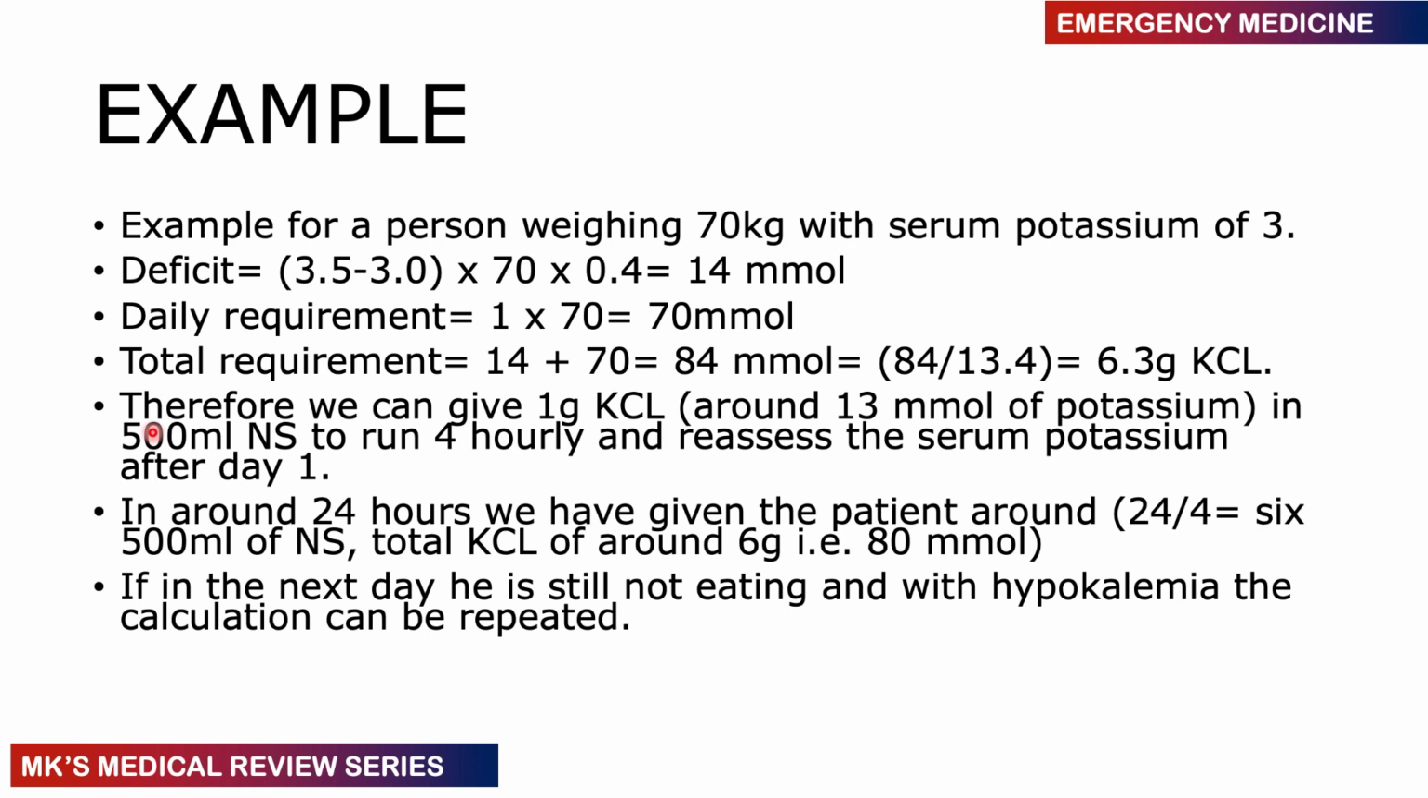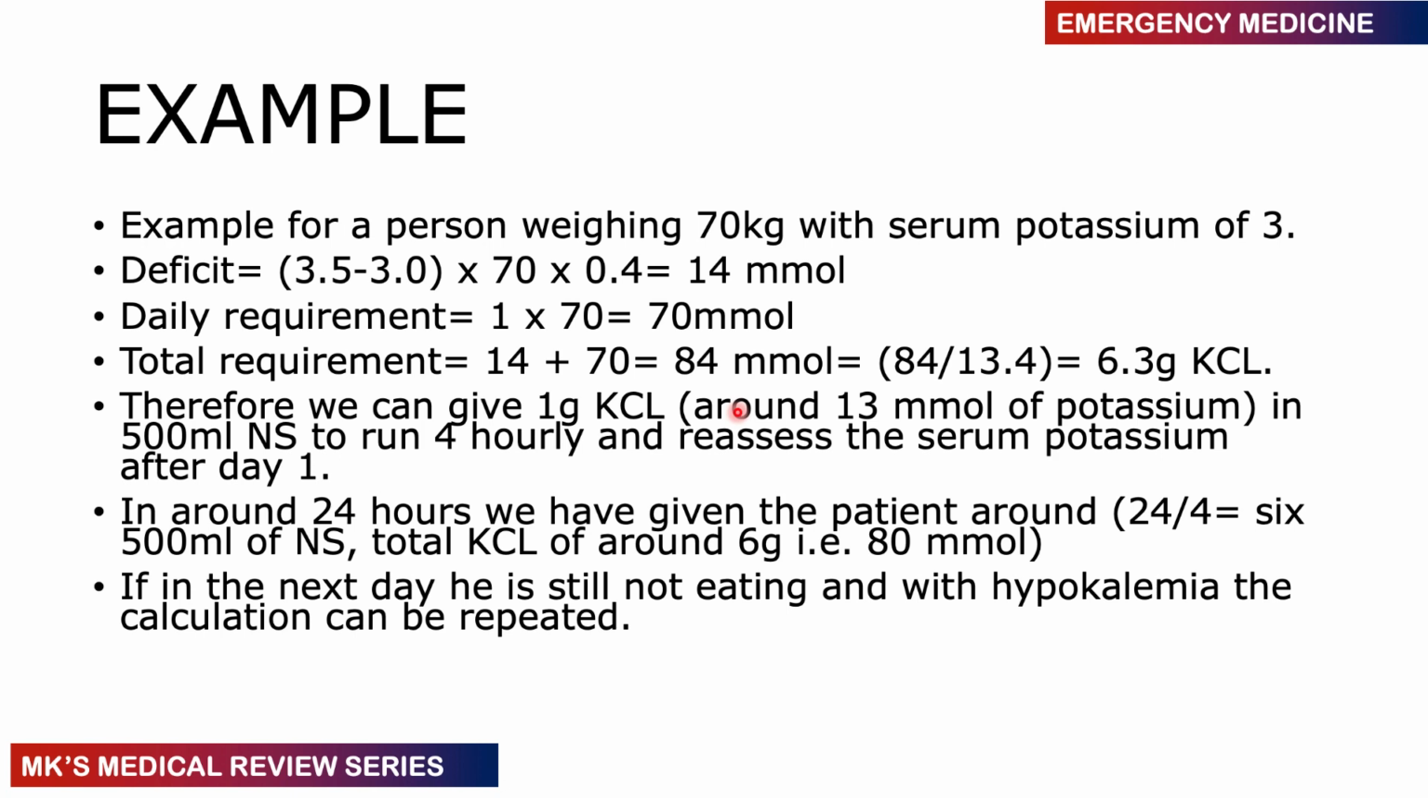So remember, if we're giving 4 hourly infusions, 24 divided by 4 is 6. So you're going to give this infusion 6 times during the course of the day. It means you're going to give a total of 6 grams, which roughly translates to 80 millimoles, which is close to the total number of millimoles that they need in a particular day. I really hope that makes sense. The next day we're going to be checking this person's potassium and calculating this again.